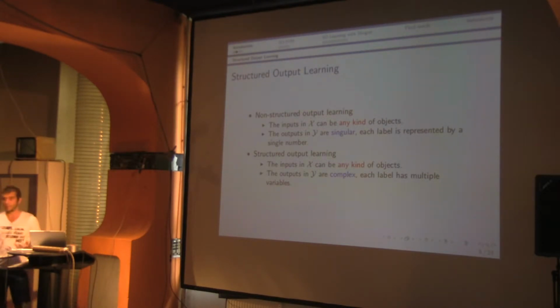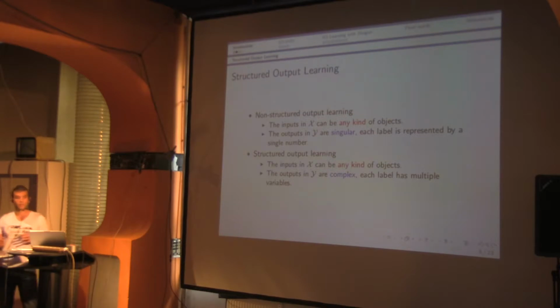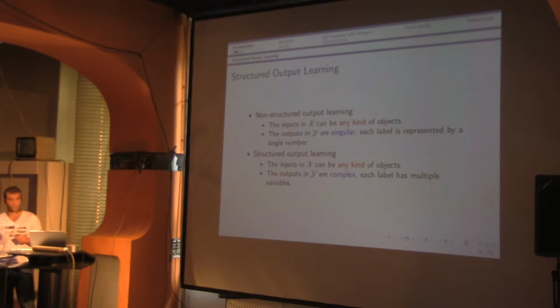But this is not the case in structured output learning. In structured output learning, the labels are complex. They are going to be composed of multiple variables, and not just the state of these variables is important, but also how they relate to each other, the dependencies between the variables that the label is composed of.